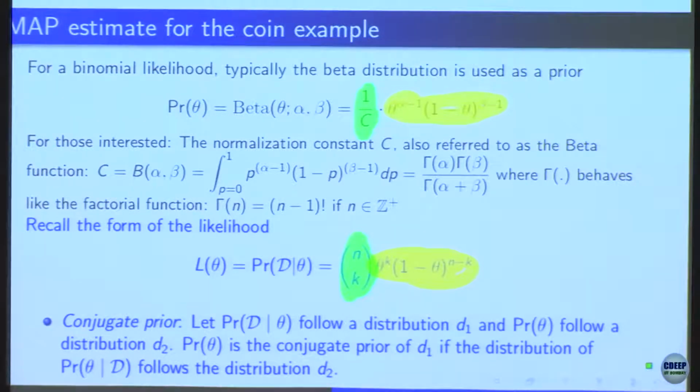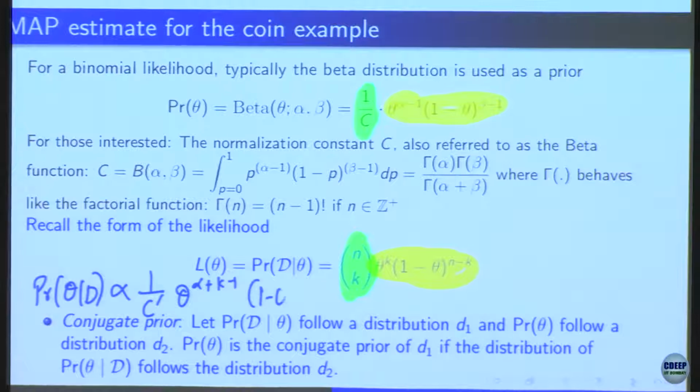Okay, so when you have this form, what do you expect the probability of theta given d to look like? You would expect the exponents to add up, right? Of course, you will have some other new normalizer, 1 upon C prime, theta raised to alpha plus k minus 1, times 1 minus theta raised to n minus k plus beta minus 1. So this is hinting towards conjugacy.